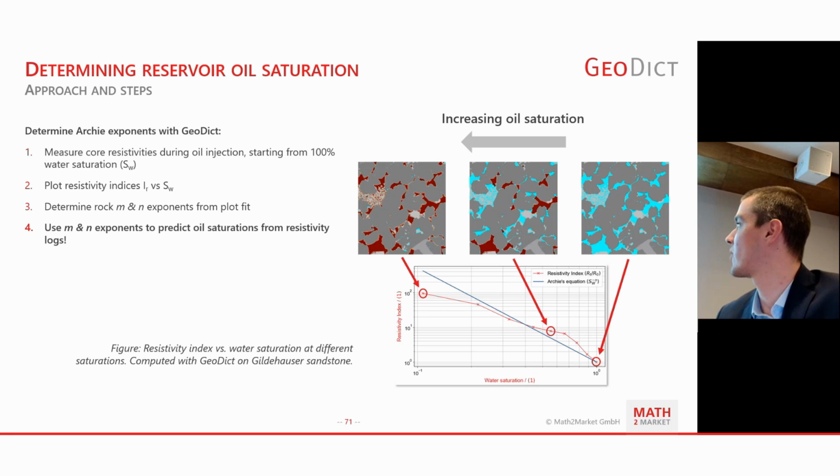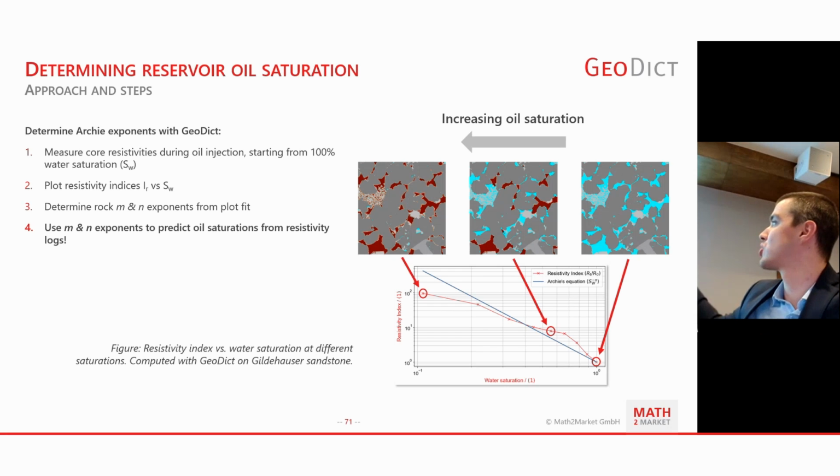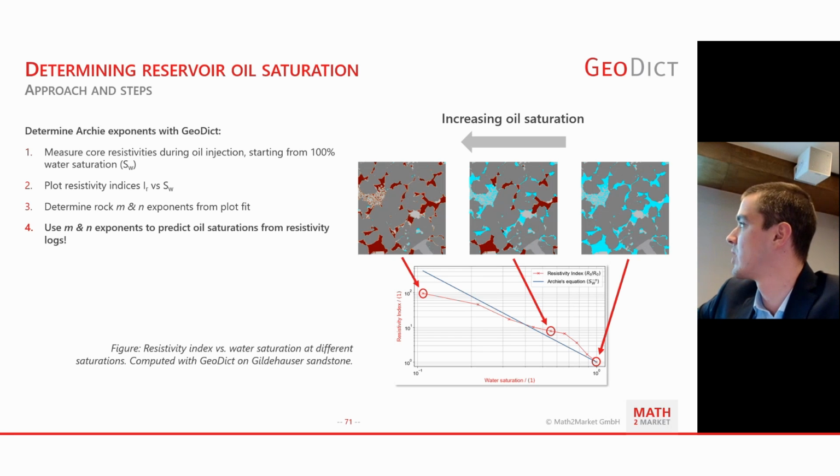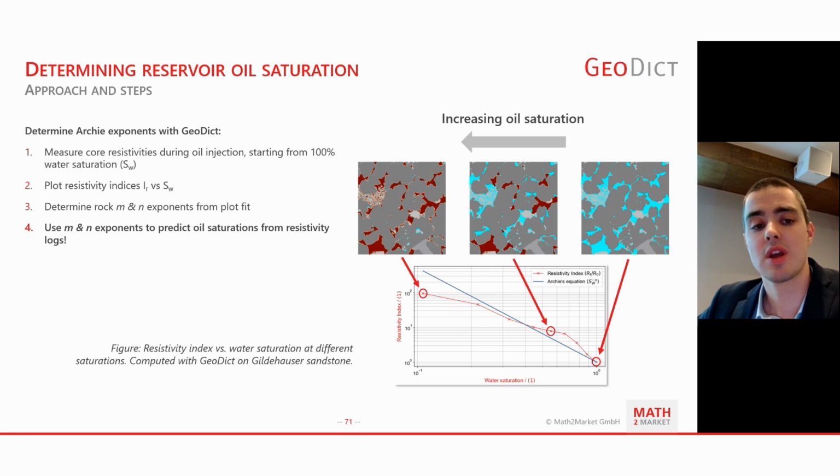our digital experiment here. So to determine the Archie exponents, the experiment starts from a fully water-saturated rock sample that is being drained by oil. At the different saturation steps, you measure the core resistivity. Then by plotting the measured saturations versus the resistivity indices, you determine the M and N exponents, which finally you can use in the fitting of Archie's equation to predict the saturation from a resistivity log.